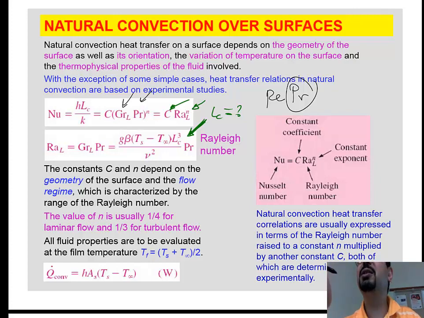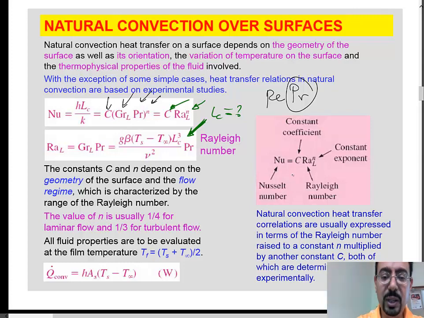The kinematic viscosity, meter squared per second, and the thermal diffusivity alpha, meter squared per second. All right? So the Nusselt number, in this case, will be a constant multiplied by Grashof times Prandtl to the power n. Since Grashof and Prandtl are next to each other, we combine them together and they become the Rayleigh number. So you can see the Rayleigh number is simply the Grashof multiplied by the Prandtl.